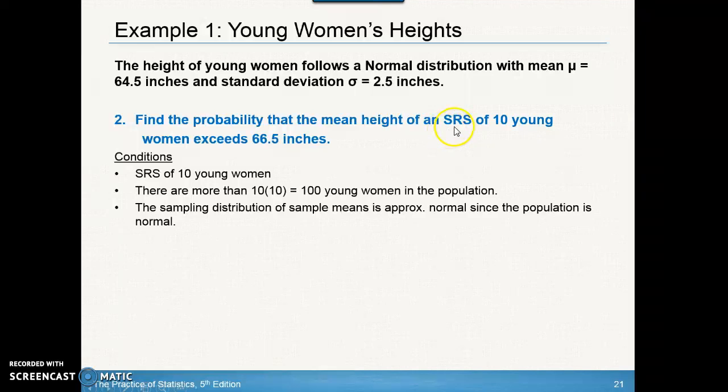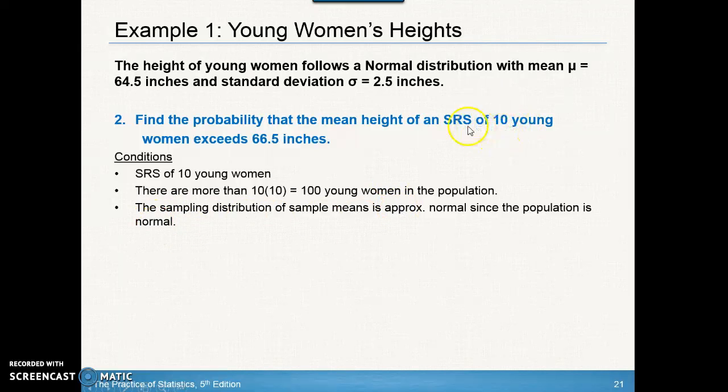is a sampling distribution because we're checking to see if we have a simple random sample of 10 young women, the mean of that one particular sample is greater than 66.5. Once you recognize that, you have to check these conditions, because if we can't show that it's normal and we can't show that it's an unbiased situation and we can't show it's independent, then we can't use the normal approximation. Okay, we have a simple random sample. There's more than 10 young women in the population. That's my independence. And the sampling distribution of sample means is approximately normal since the population is normal.